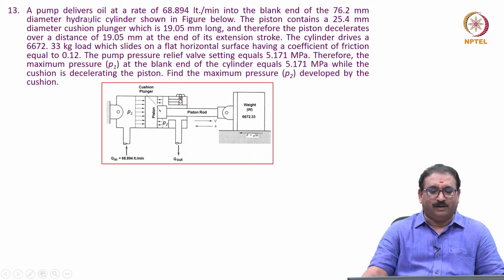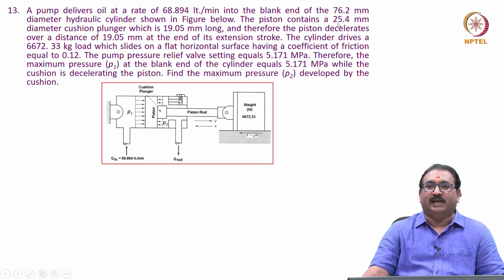A pump delivers oil at a rate of 68.894 liters per minute into the blank end of the 76.2 mm diameter hydraulic cylinder shown in the figure below. Here the hydraulic cylinder is shown. This is the head side in which the pump flow is entering here, and this diameter is the piston diameter, which is given.